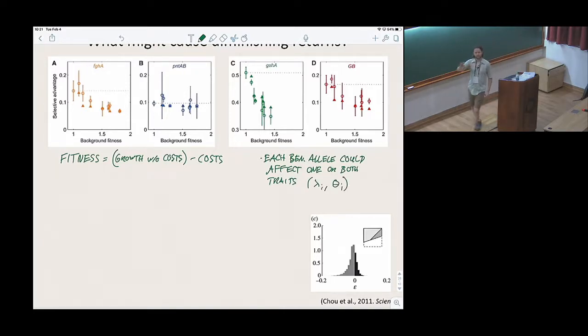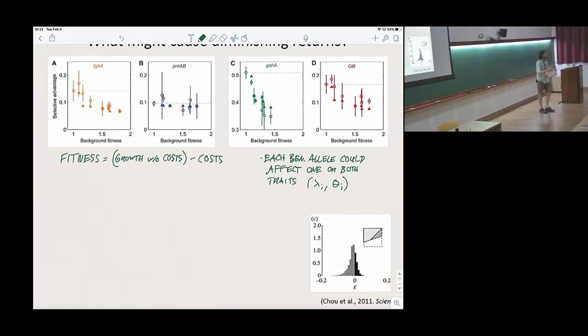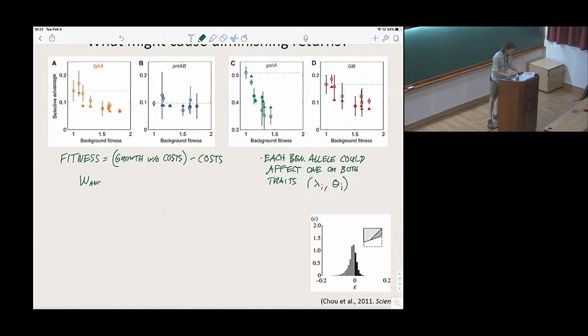And so the PNTAB allele seems to make you grow faster, the first trait, but the costs seem the same. You still seem to have the same proportion of messed up cells as normal, but the other ones reduce the messed up cells. They also make you grow faster, and so we could think about apportioning this. So you could think of it in this way, that let's say you've got the ancestral strain.